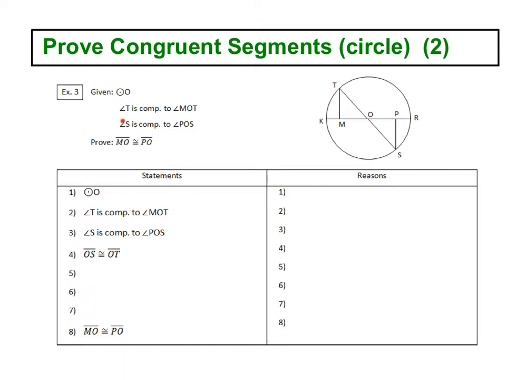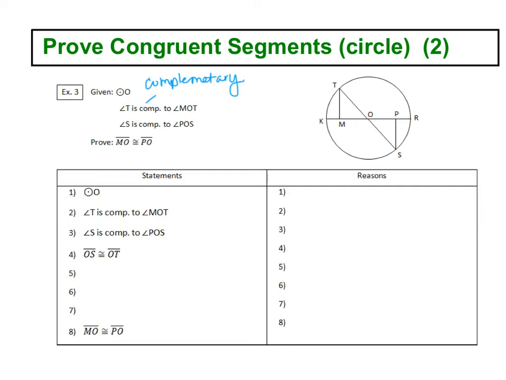We're also given the angle T is, now this comp, that word, what does that actually mean? That stands for complementary. Do you guys remember what complementary means? So angle T is complementary to angle MOT. Complementary means that they add up to 90 degrees. Angle S down here is complementary to angle POS. All right, now with that information, prove that MO is congruent to PO.